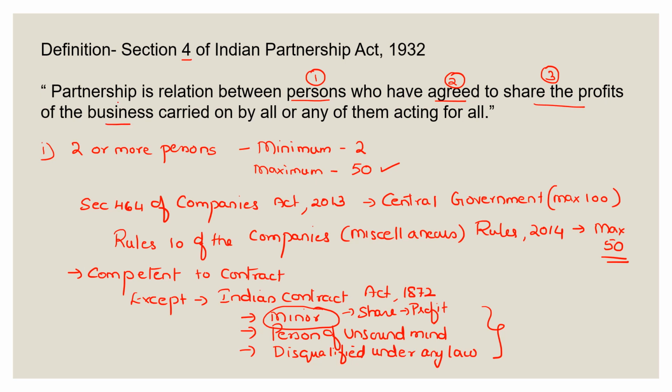Of the business. So the next feature of partnership is business. Basically there should be a business which is being carried on. So what is business? An activity which is carried on to earn profit. So to earn profit, this activity is carried on, then that is called business. The only important thing about this business is that it should be related to lawful activity.